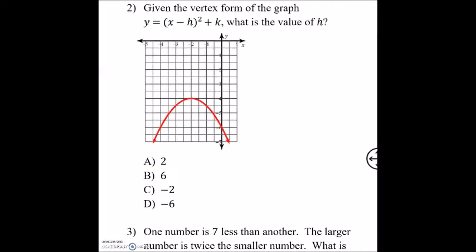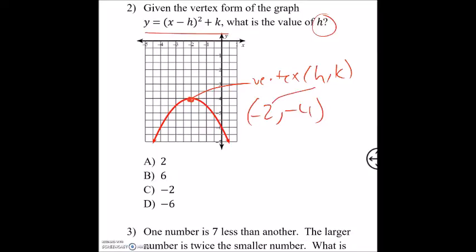Looking at question number 2, they give us the formula there. We're asked to look for the value of H. Please keep in mind that this point is your vertex, and a vertex is point (H, K). So my vertex right now is (-2, -4), but who is my H? -2.